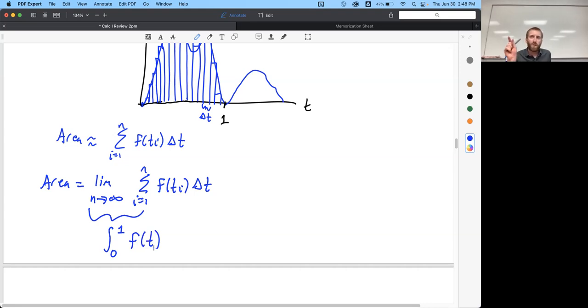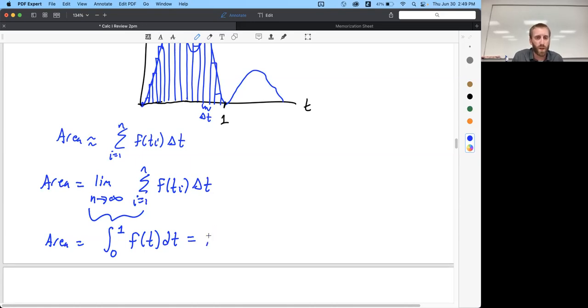And delta t, that change in time, well, if we're doing an infinite number of rectangles, then the distance between each spot where we're starting the rectangle is going to go to 0. But we don't write 0, we write dt, which represents a very infinitesimal distance or change in time. And so that is how the definite integral works. Well, I guess I should say this. We can evaluate that using antiderivatives.